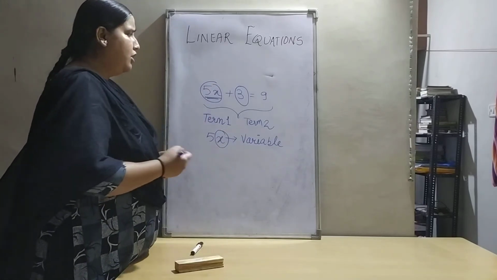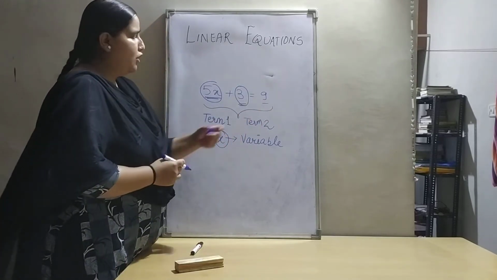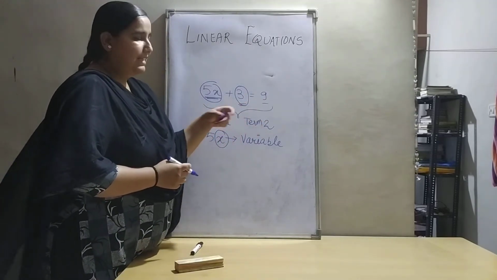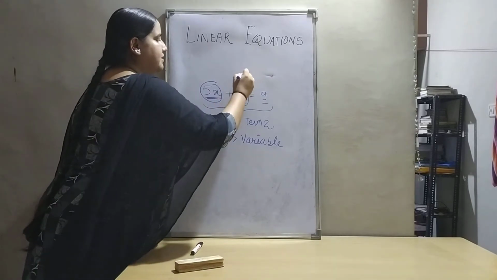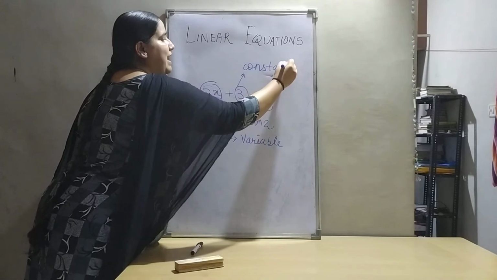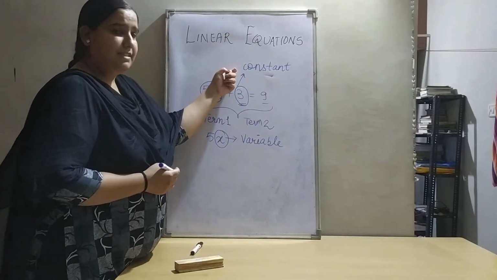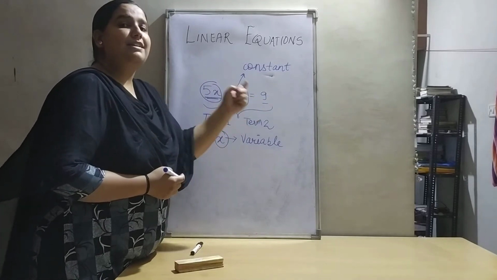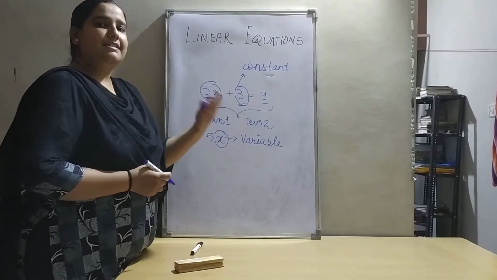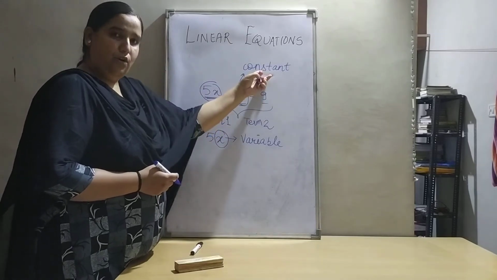Now, if I talk about this 9 or this 3, these are constants. Why am I calling it a constant? I am calling it a constant because the value of 3 and 9 is always fixed. It is never going to change in the equation. Therefore, 3 and 9 are constants.